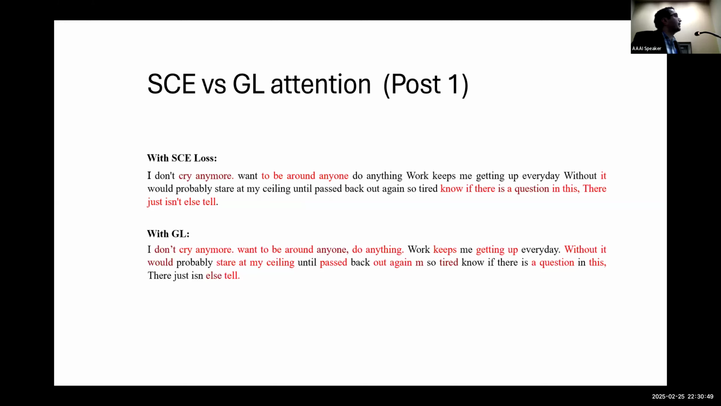So this is an example of SCE versus Gambler loss attention. The parts of the sentence that are red or in different colors, those mean that the model focuses on these parts of the sentence, and in the Gambler loss, we can see it focus on more parts of the sentence regarding the SCE loss.